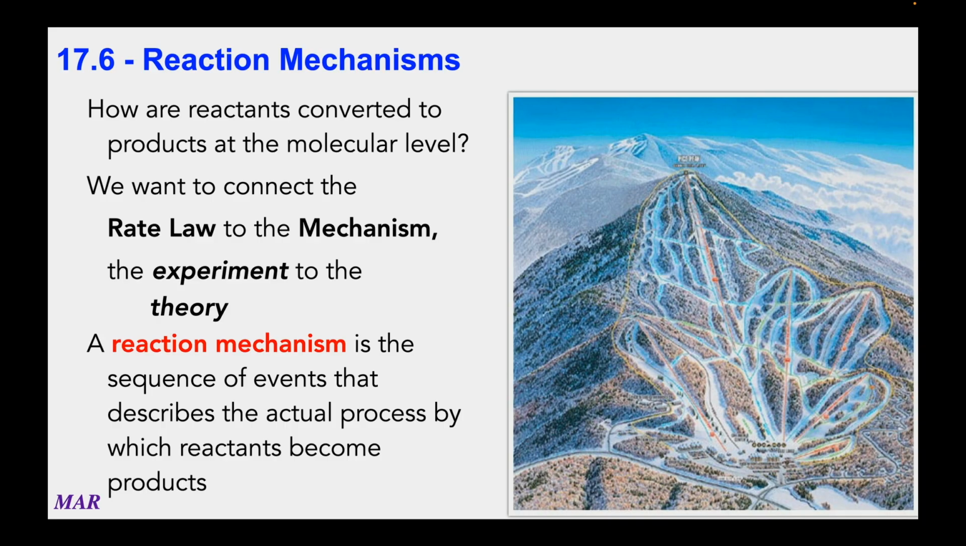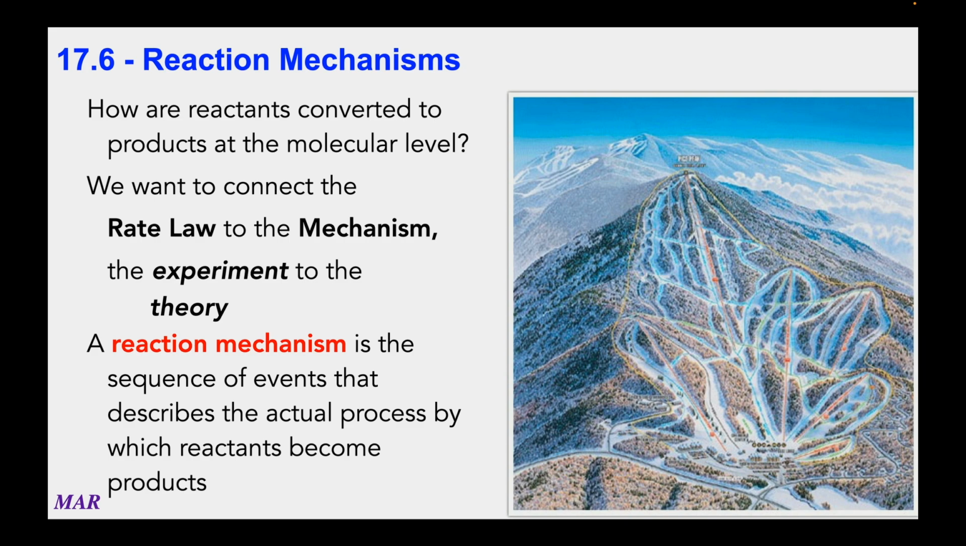Like, how did they figure out when the methyl isocyanide turned into methyl cyanide? How did they figure out that the carbon was connected to the pi bond? What we want to do in this section is connect the rate law to the mechanism. We wish to connect the experiment, which is where the rate law pops in, to the theory, like how the mechanism pops in. And to do that, we need to know the reaction mechanism.